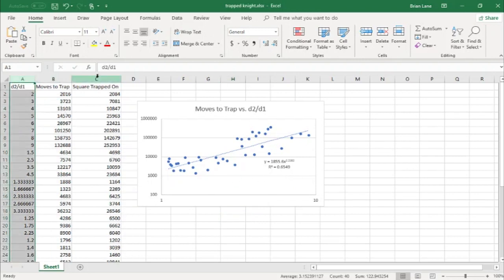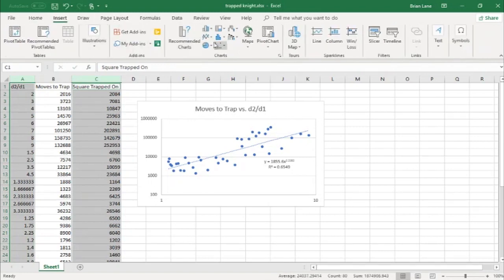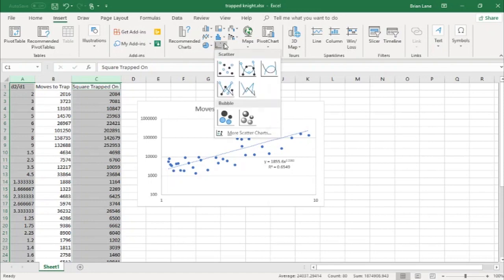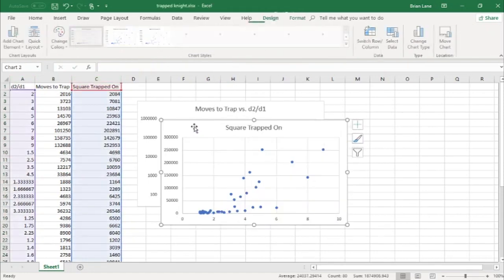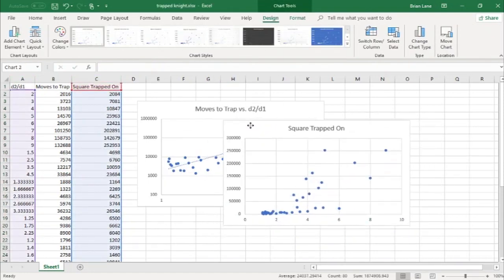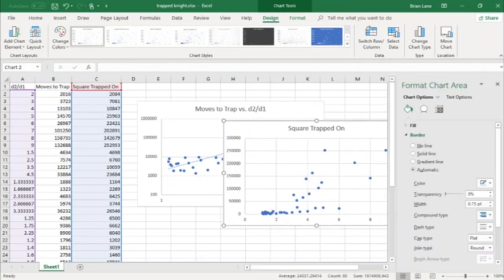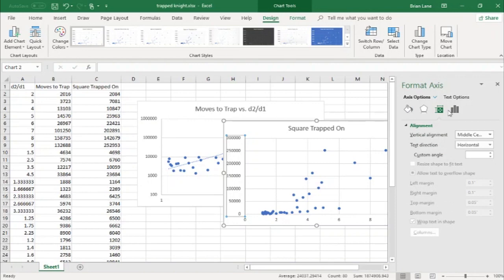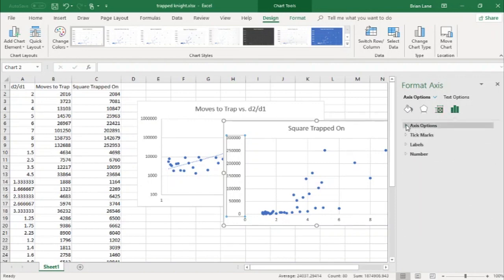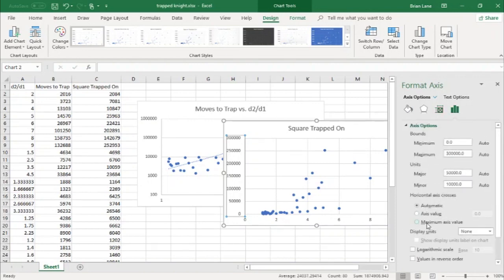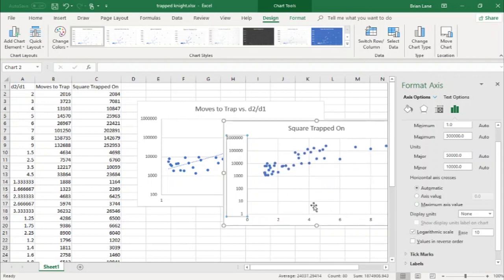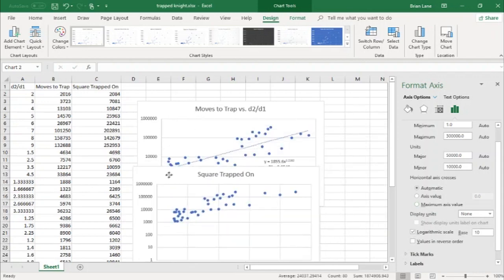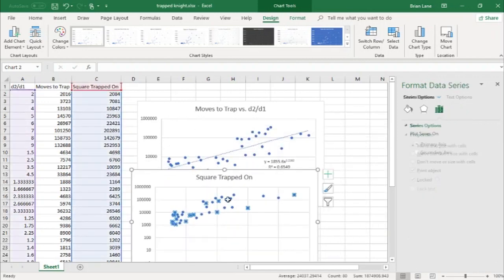I haven't yet tried making a graph of the square it's trapped on versus the ratio. I suspect this is not going to yield a whole lot more interesting insight. Yeah, this is what the number of squares trapped on looks like. Let's change this thing to a log scale. Let's come over to this one. Axis options. Logarithmic scale. There we go. I don't know that that's any better correlated than the first one.